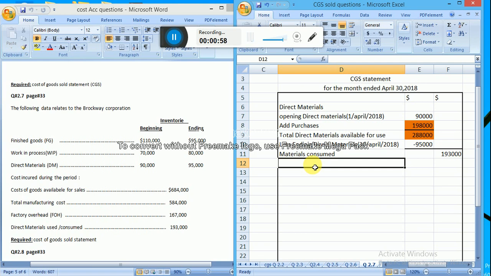Now direct labor cost, or this is also called wages cost, is not given in the question, that is missing. So if it is missing and not given in the question, it doesn't mean that no direct wages took place, no direct labor took place, because without direct labor it is impossible that we can convert the raw materials to finished goods.